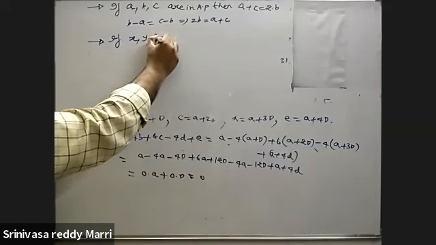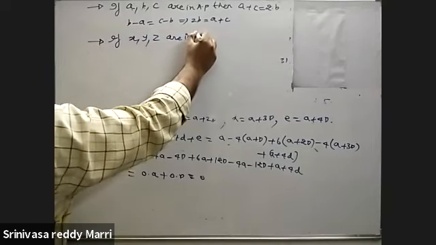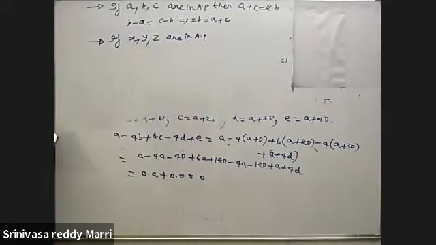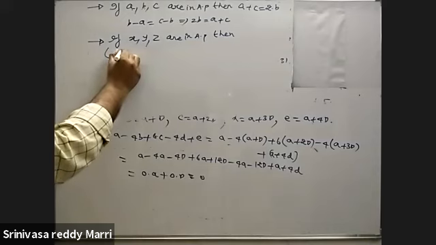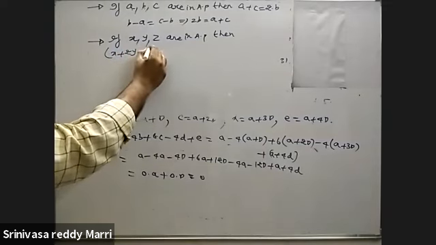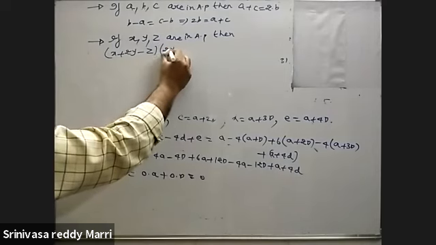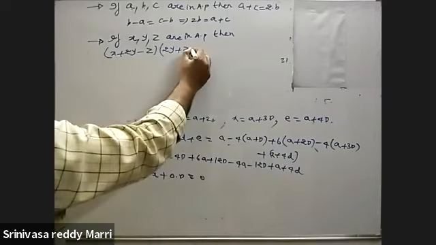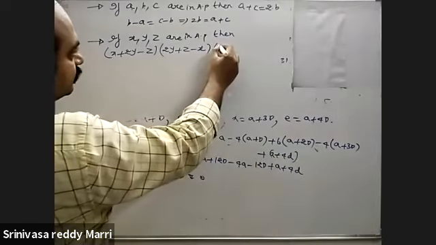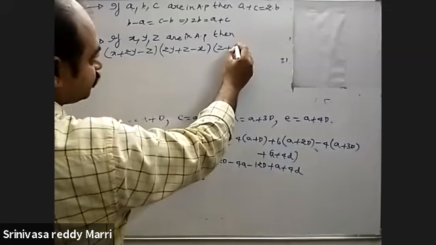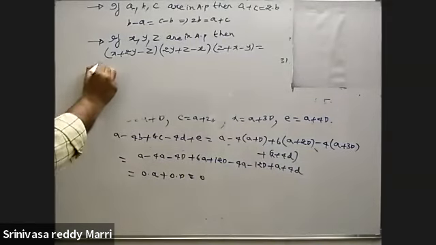If x, y, z are in AP, then take one problem: (x + 2y − z) into (2y + z − x) into (z + x − y). This value he is asking. Options.